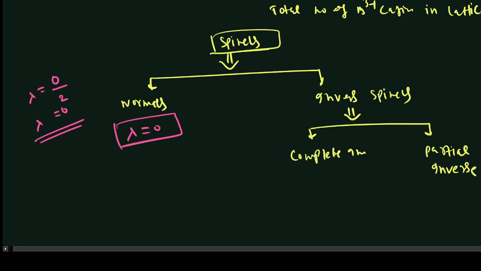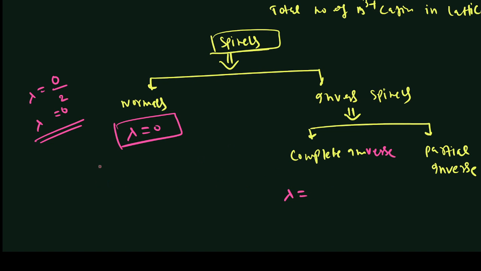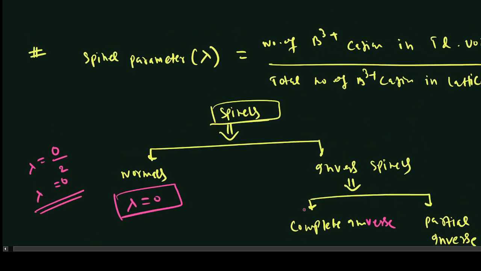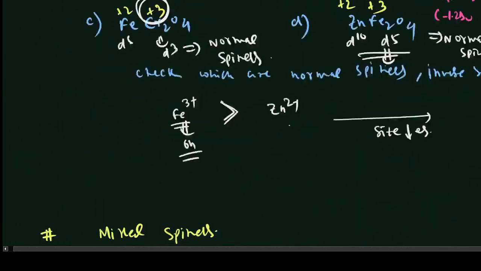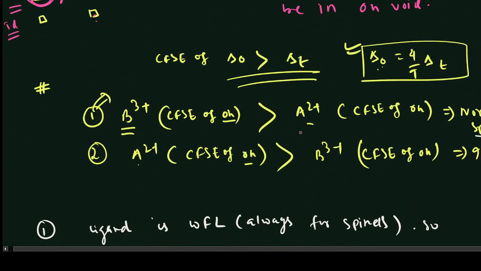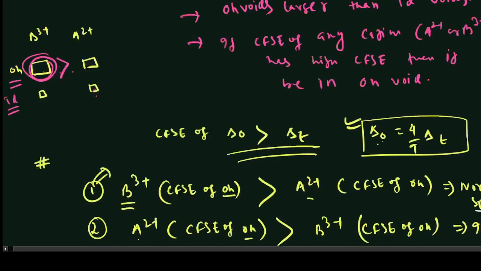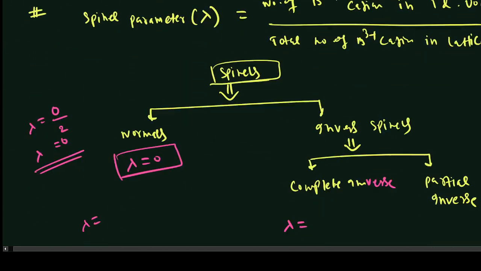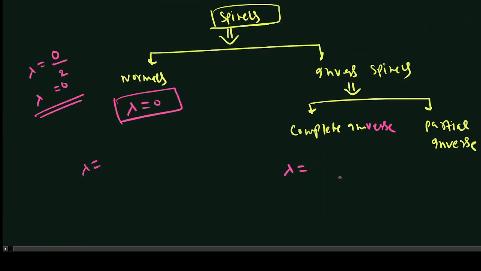Okay. For inverse spinels, for complete inverse, lambda is equal to the number of B3+ in tetrahedral sites upon the total. Here, one B3+ will be definitely in octahedral sites, and one will be in tetrahedral sites, so 1 B3+, and the total is 2. So this is going to be 1 upon 2, that is equal to 0.5.